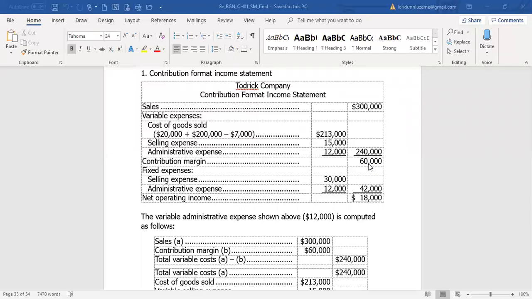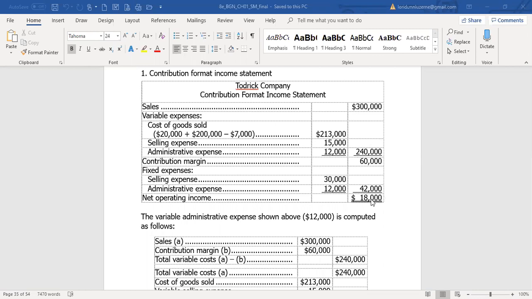Now, how do we get this to the 60? Contribution margin is always sales minus all of your variable expenses or costs. So you can work and say, okay, variable expenses have to total 240,000. So you can calculate that. Right now, we know there's 213, we know there's 15, so we need to determine how much more needs to be added to get to 240, and that would be $12,000.